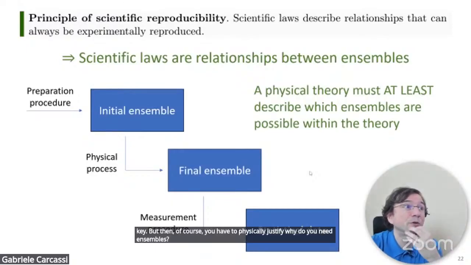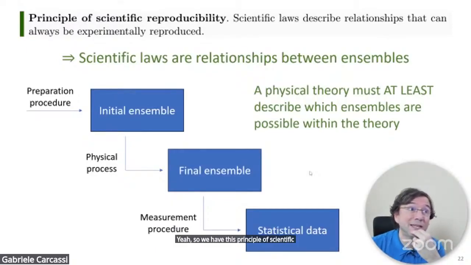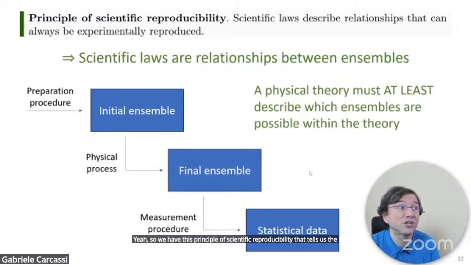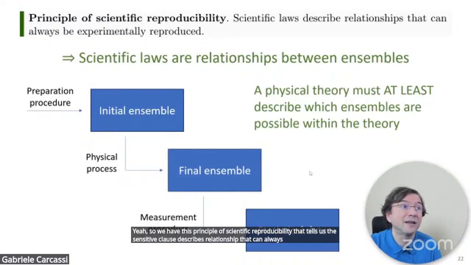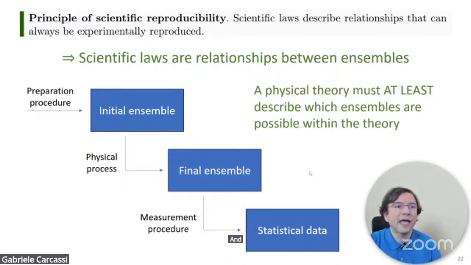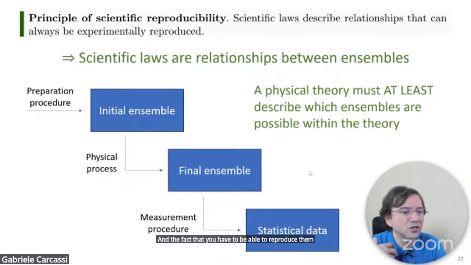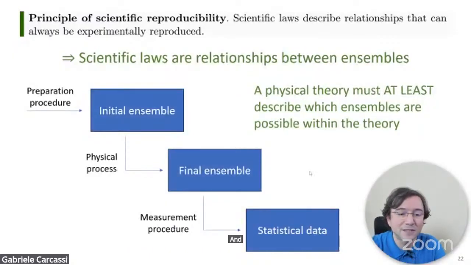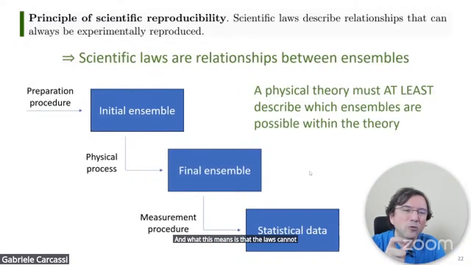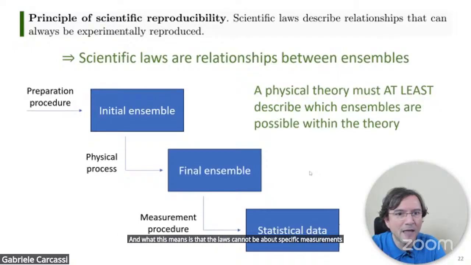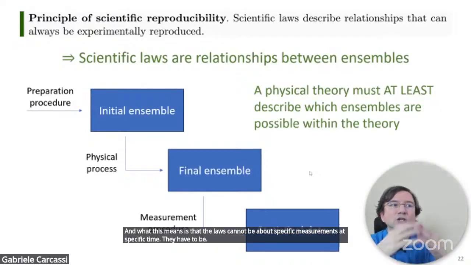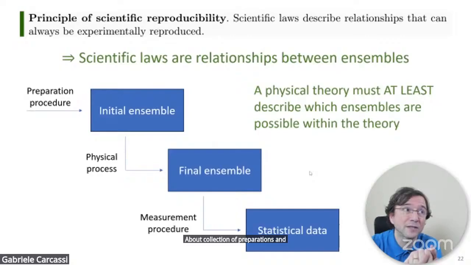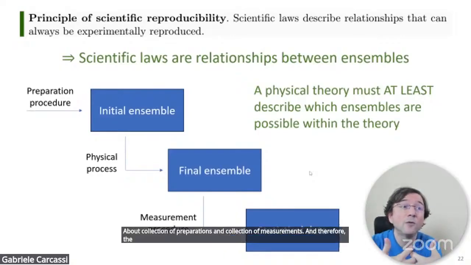And so we have this principle of scientific reproducibility that tells us that scientific laws describe relationships that can always be experimentally reproduced. And the fact that you have to be able to reproduce them is not just a matter of having one verifiable statement verified once sometimes. No, it's the fact that you have to create it experimentally over and over. What this means is that the laws cannot be about specific measurements at a specific time. They have to be about collections of preparations and collections of measurements. And therefore, the scientific laws are really relationships between ensembles.